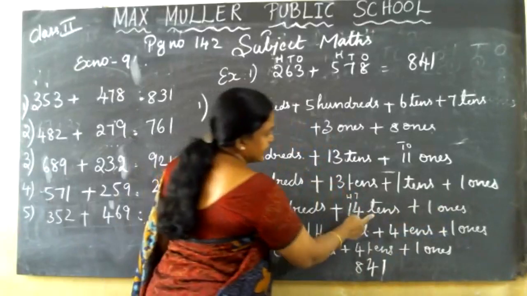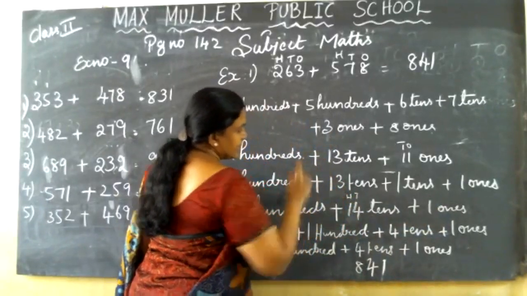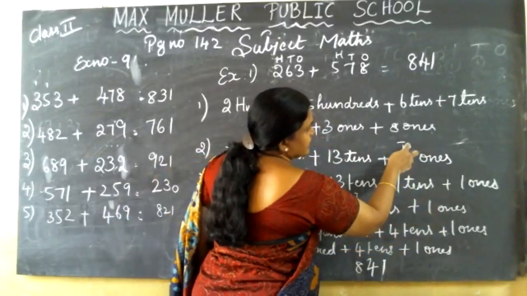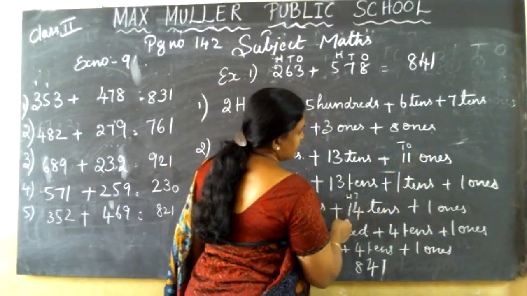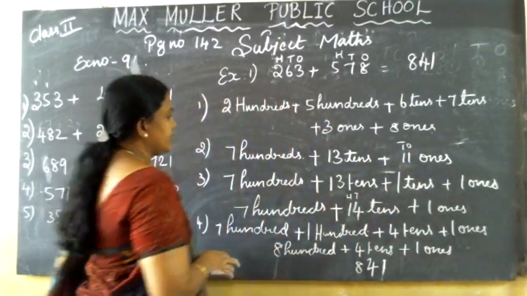700 plus, in the tens place, a 2-digit number. So 4 is in the tens place, 1 is in the hundreds place. Here, a 2-digit number in the ones place means we will write the ones and tens. In the tens place, a 2-digit number is there, 4. Hundreds, tens, hundreds you will write.